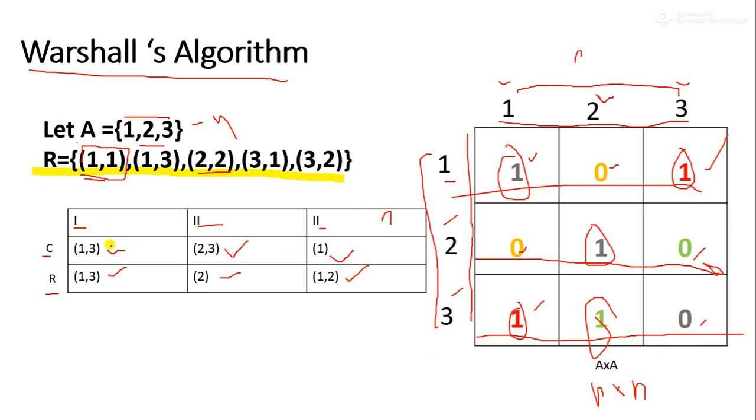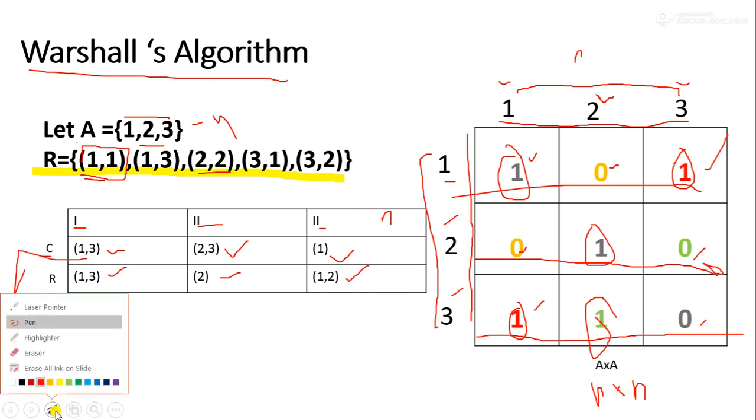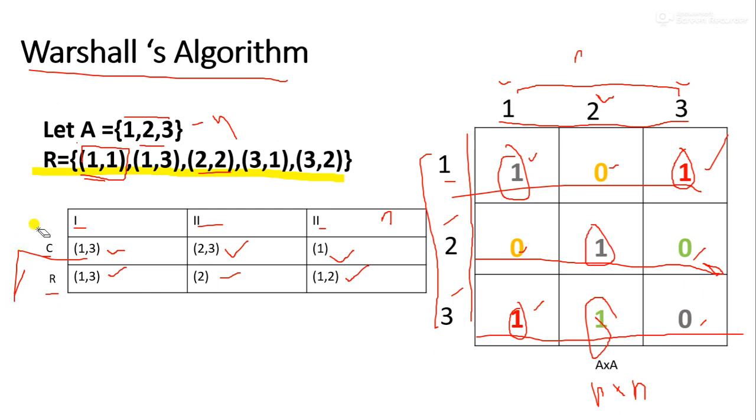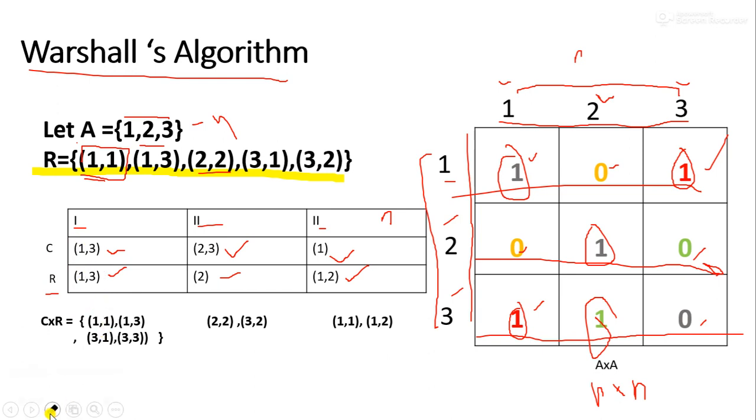Then we need to find the Cartesian product, C cross R. So with 1 and 3 and 1 and 3, we need to find the cross product. So the cross product of 1 with 1, then 1 with 3, then 3 with 1 and 3 with 3. So this is our cross product.